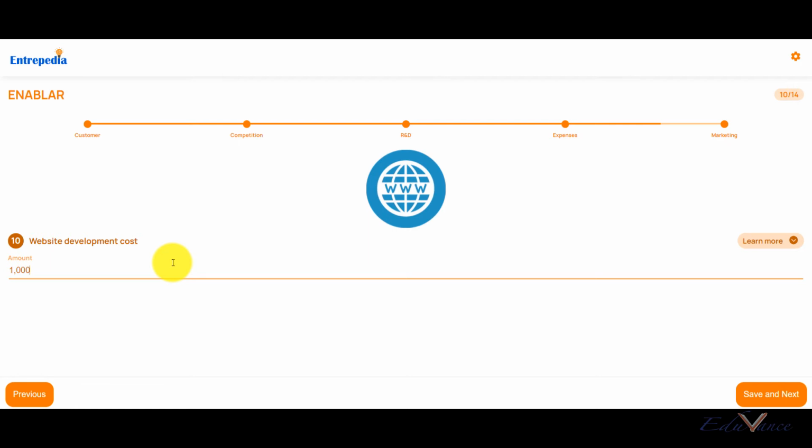So I'm going to go ahead and enter that information. So 1 lakh is basically 100,000. So that would be the cost.